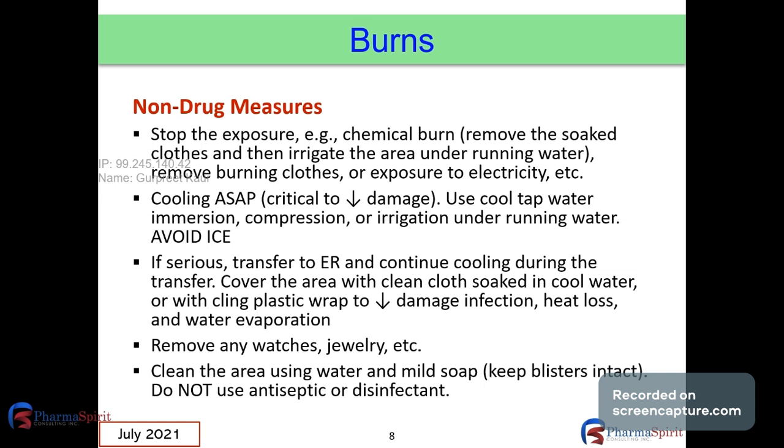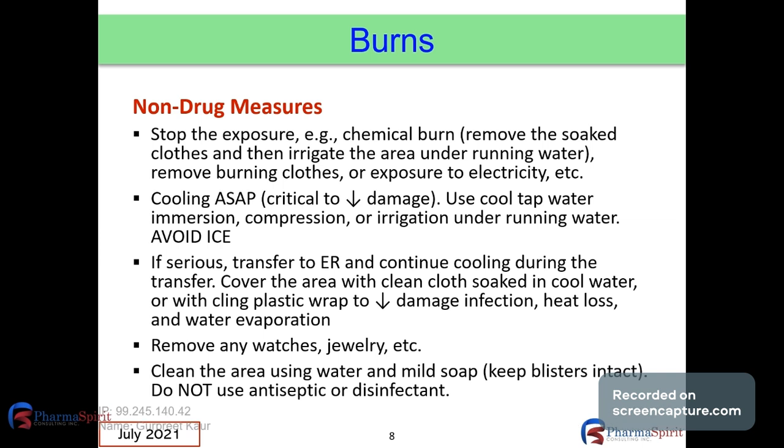We also need to clean the area using water and mild soap, and it is very important to keep the blisters intact, because if you open the blister, this can increase the risk of infection. And we don't use antiseptics or disinfectant, just water and mild soap. Also, cleaning the area with water will clear any kind of secretions and will help remove any debris.